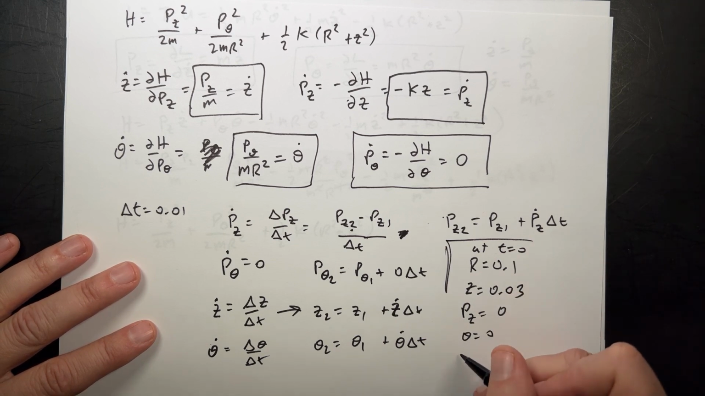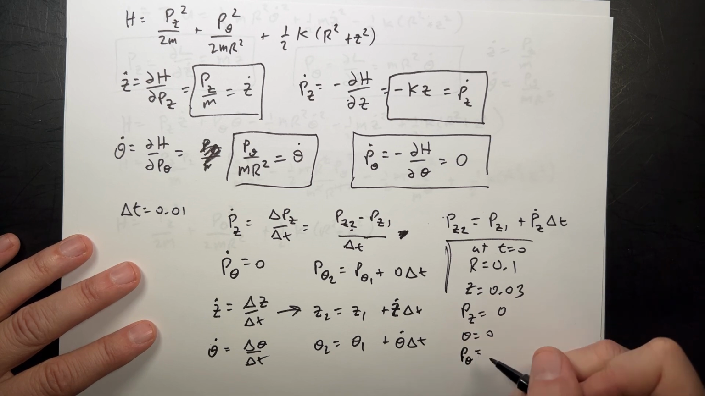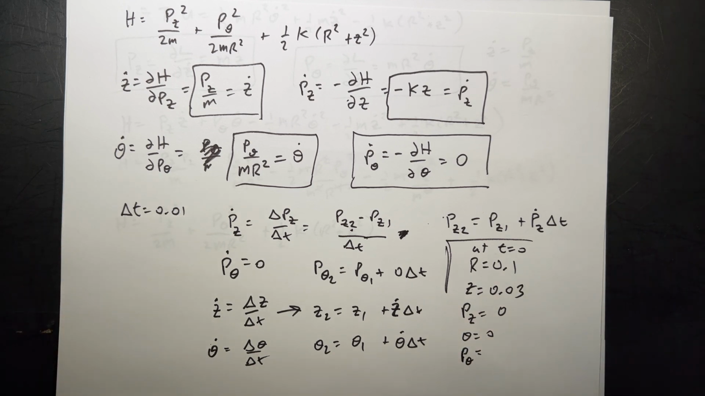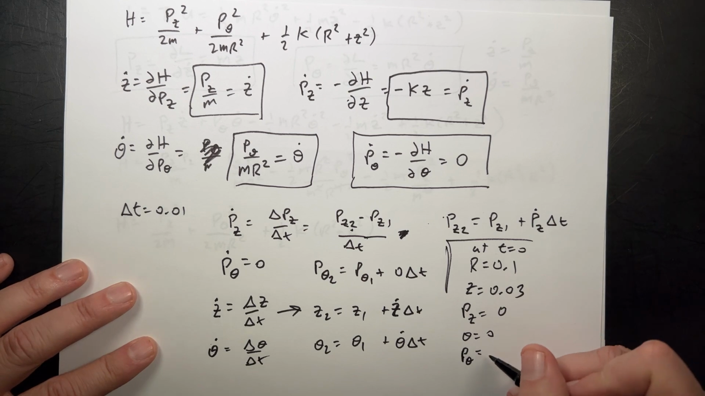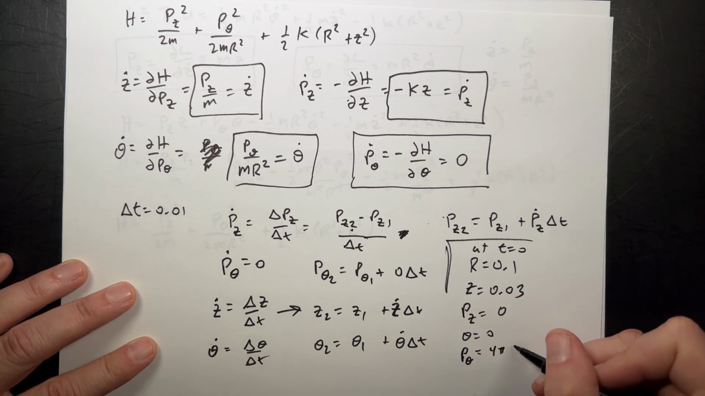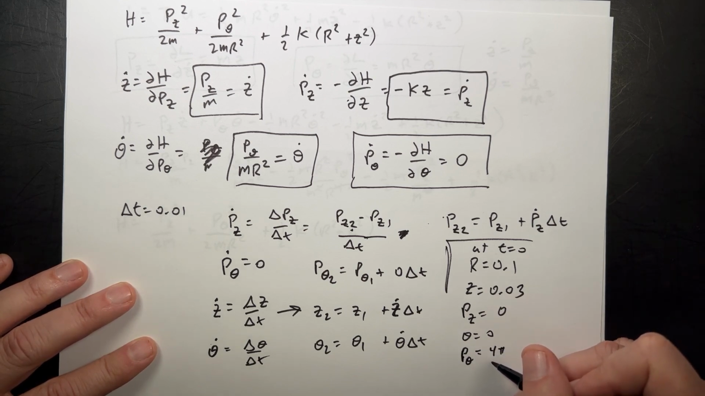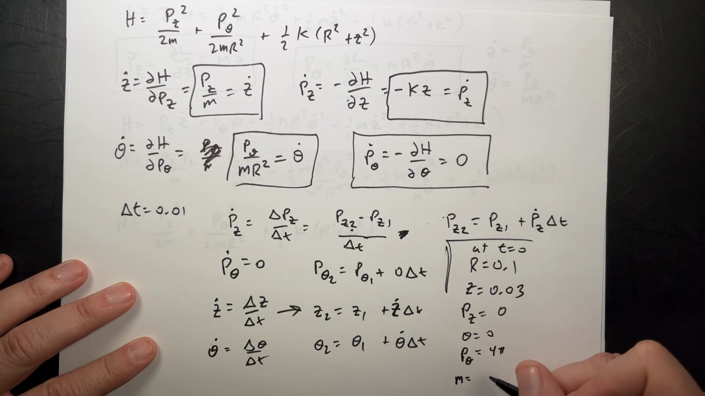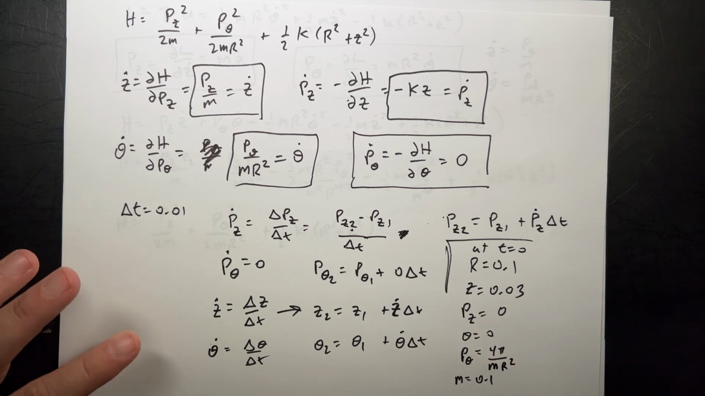Theta equals 0. P theta I do want to give a value, otherwise it's going to move up and down. So let's say 4 pi radians per second divided by the mass, which I do need, of 0.1. So 4 pi over m r squared. Let's pick that.